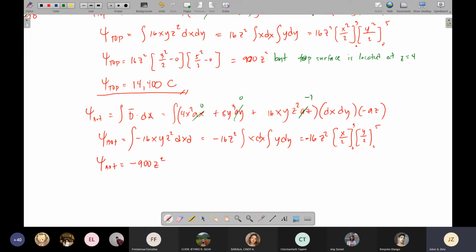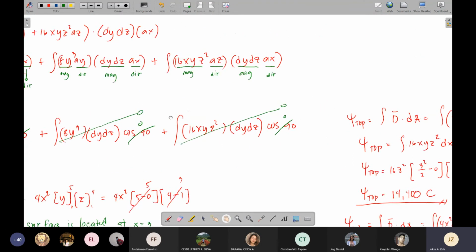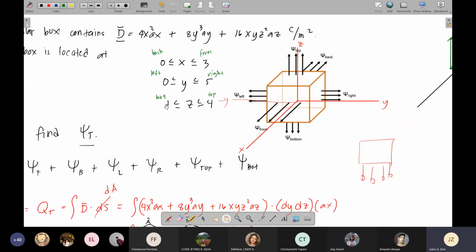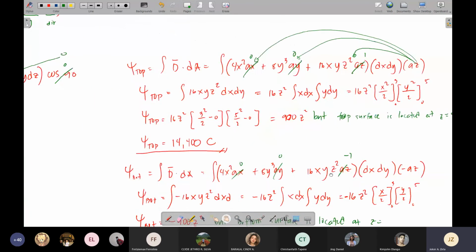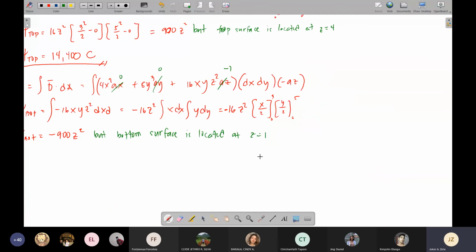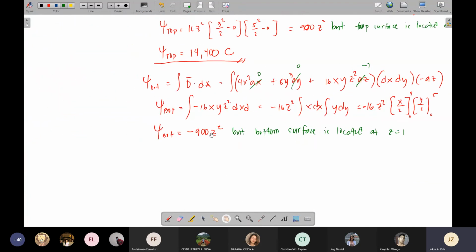But, bottom surface is located at z equals, look at the limits, ang bottom surface located at z equals 1. Dili na jud ma-0 ini. At z equals 1, therefore, this becomes 1 squared. So, ang flux sa bottom will become negative 900 coulombs.